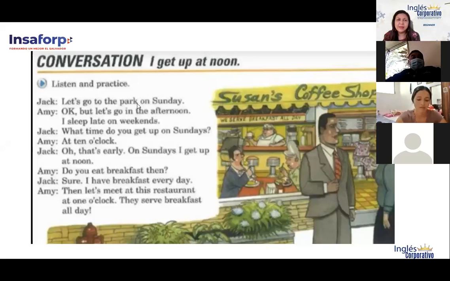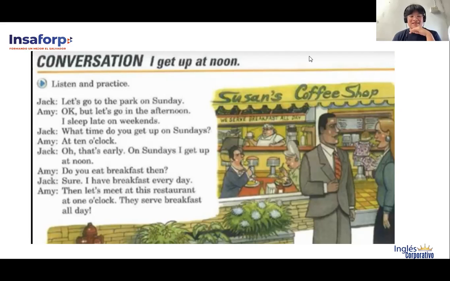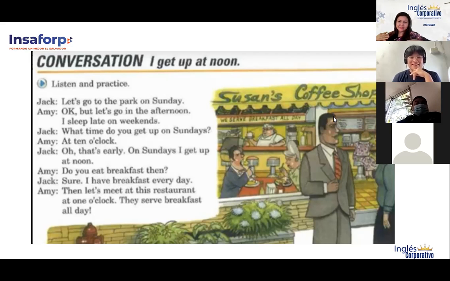The man, what time does Jack get up on Sundays? 10 o'clock. Jack. He says, oh, that's early. On Sundays, I get up at noon. At noon. Yes, and what time is noon? I think mediodía. Exactly. It's like in this moment, right? Like 12 to 1 p.m. Good. And what time does Amy get up?